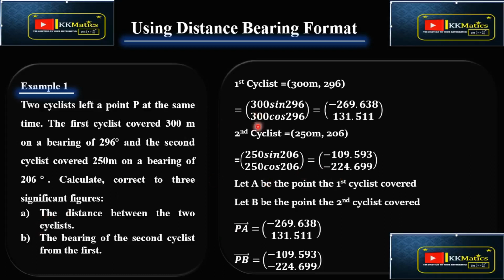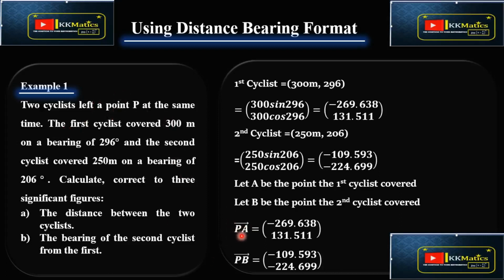Now, our intention, according to the question, is to find the distance between the two cyclists. For us to find that, we need to name them. So let A be the point the first cyclist covered, and let B be the point the second cyclist covered. So we have PA. The reason we have PA is that P is the origin. They all left from point P.